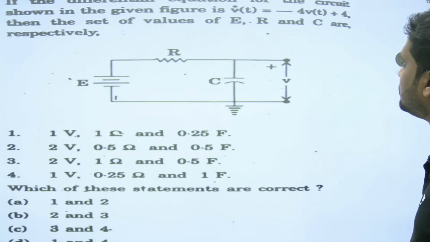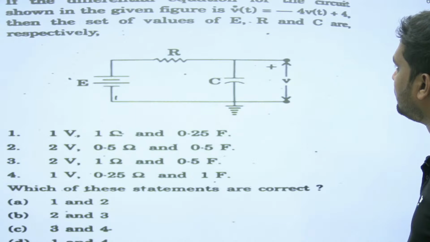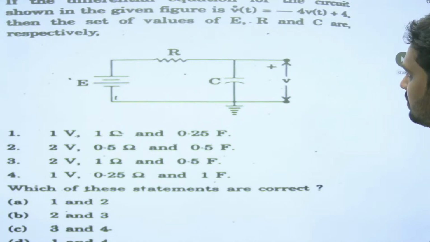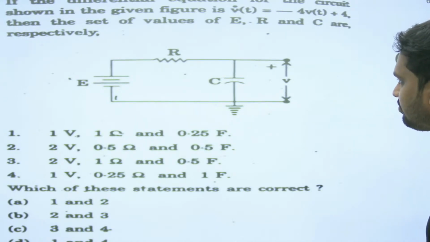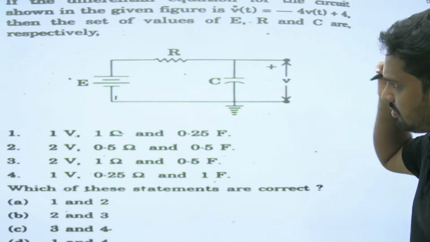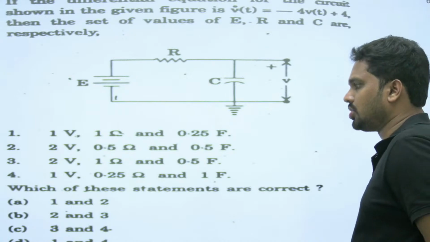So if the differential equation for the circuit shown in the given figure is V dot equal to 4 Vt minus 4, then set off the values of E, R, C respectively. What can be your E, what can be your R, what can be your C is the question.